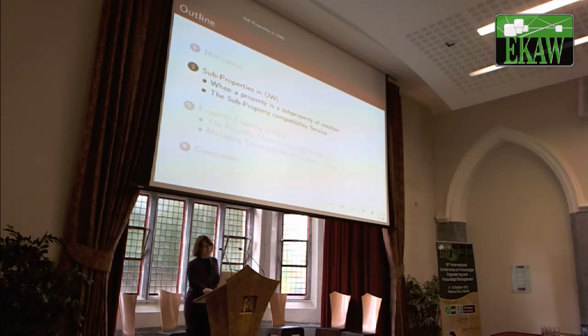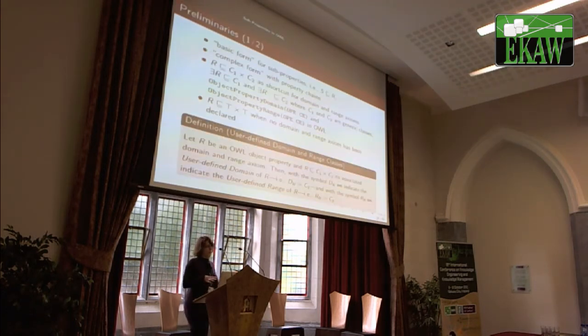So first, looking at the basic properties, two slides with some preliminaries on notation. As mentioned, there is a basic form and a complex form. The basic form has just the basic subproperties, where you use S as a subproperty of R, and we focus only on the object properties. The complex form has the property chains.